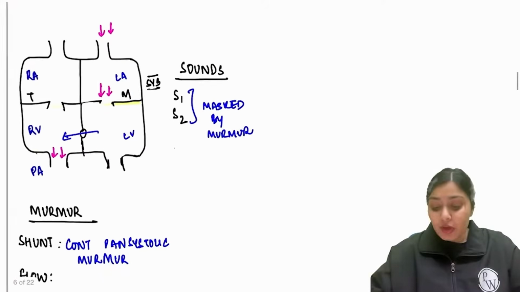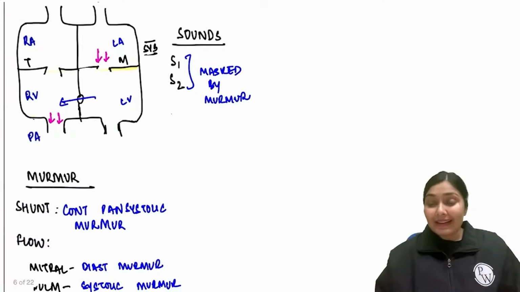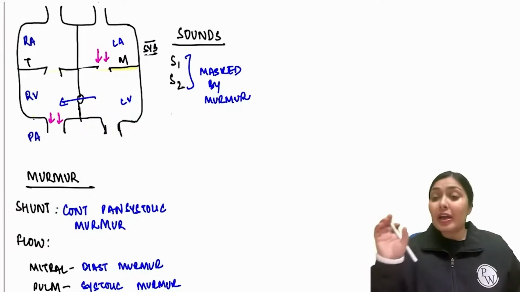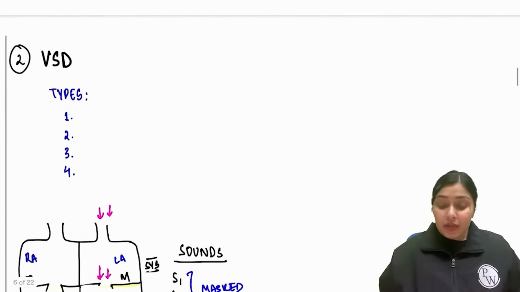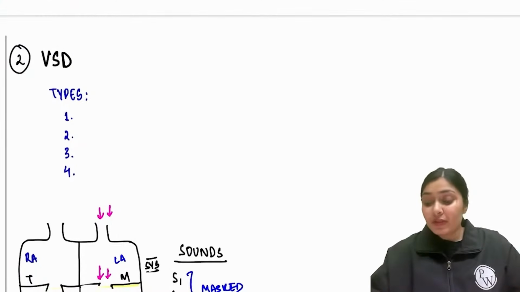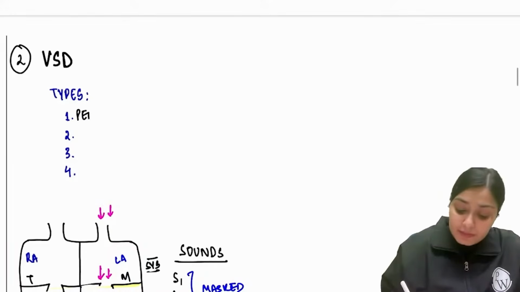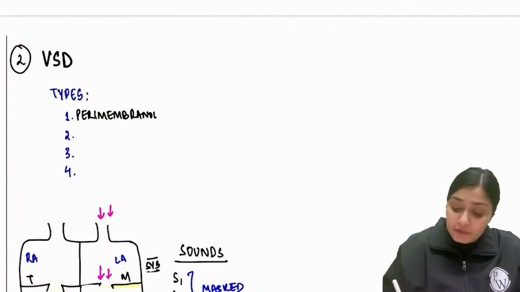Right? So this is how you appreciate the sounds and the murmurs. Remember, mitral and tricuspid, if flow is increased, you will only appreciate a diastolic murmur. Pulmonary and aortic, if flow is increased, you will appreciate a systolic murmur. Right? Now there are different types of VSD, depending upon where the hole or defect is. We have perimembranous VSD. In the membranous portion, if there is a hole, it is perimembranous VSD.